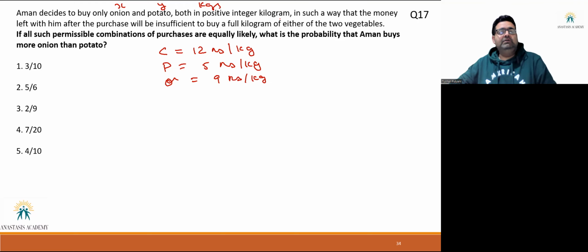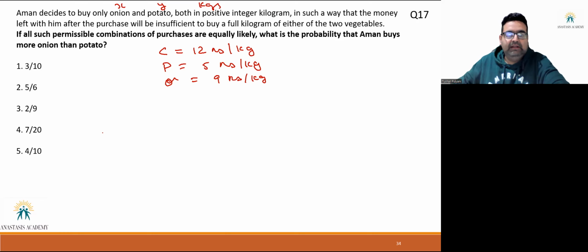Right. So now the money left. They're saying that he has to buy only onion and potato in such a way that what is left with him is insufficient to buy a full kilogram of either of the two. So that means if I am left with 5 or more rupees, I can buy another kg of potato. So my total spend should be either 96 or more than 96.